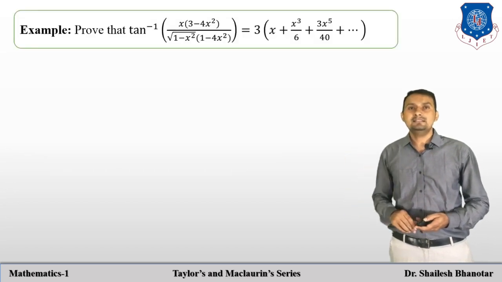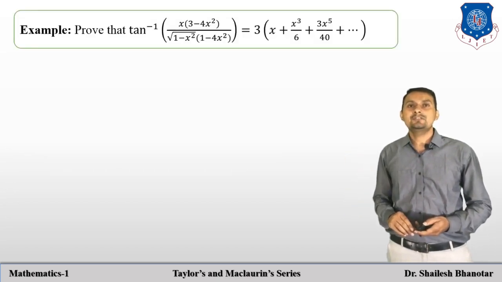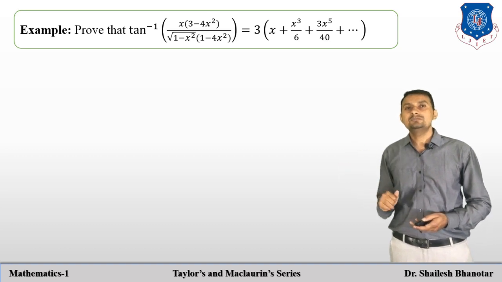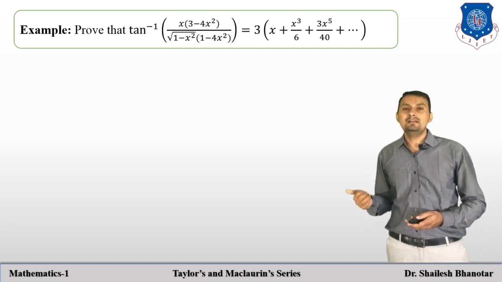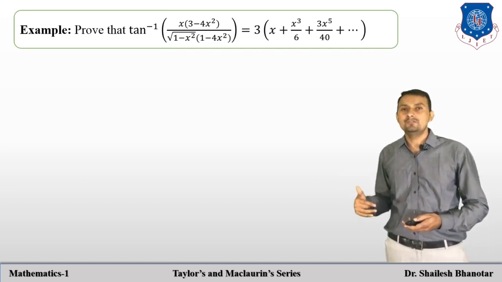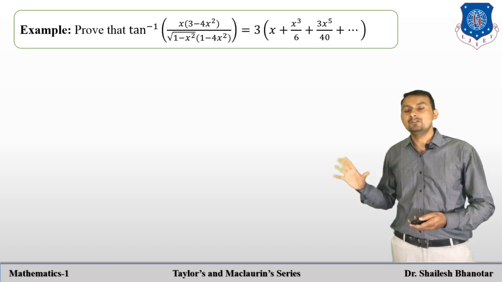This is another question. Prove that tan inverse of x into (3 minus 4x square) divided by under root (1 minus x square) into (1 minus 4x square) is equal to 3 times x plus x raised to cube divided by 6 plus 3 times x raised to 5 divided by 40 plus, and so on. That is what we want to prove.